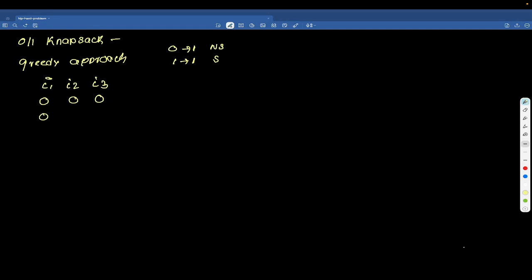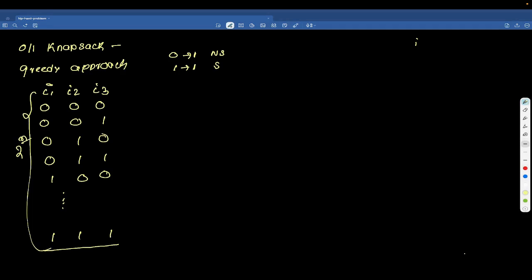Or we can have 0, 0, 1, which indicates that only item 3 is selected. 0, 1, 0, only 2 is selected. 0, 1, 1, 2 and 3 are selected. 1, 0, 0, only item 1 is selected, and finally we'll go till 1, 1, 1. So this is the solution using the greedy approach for the 0/1 knapsack problem. And now let's consider the state space tree for the 0/1 knapsack problem.